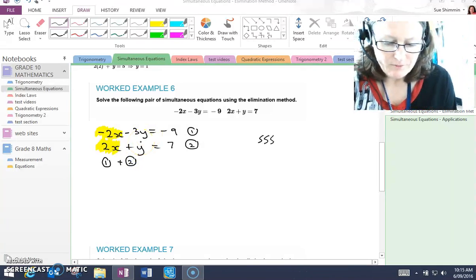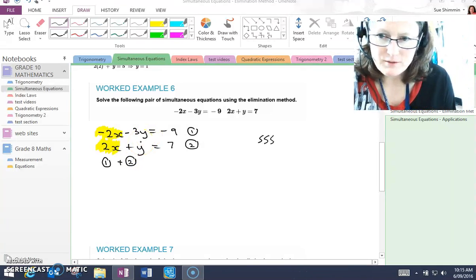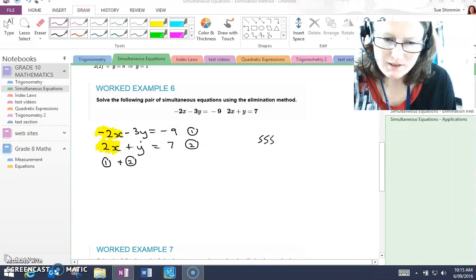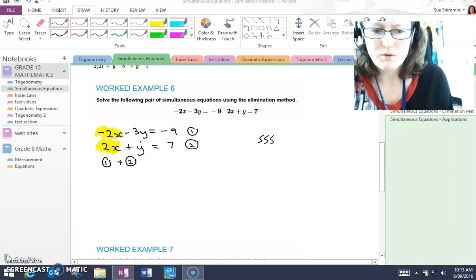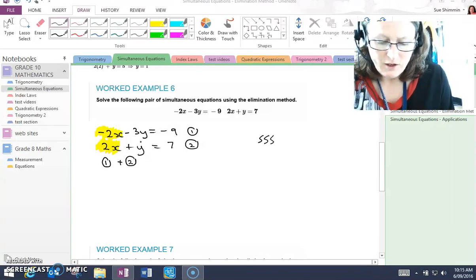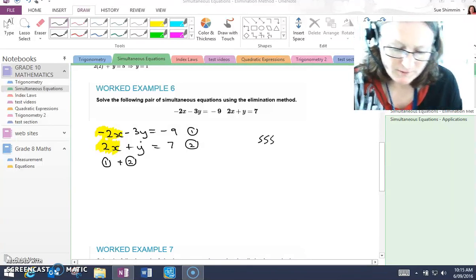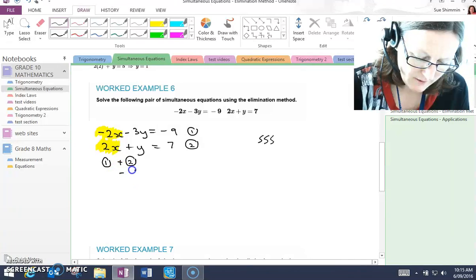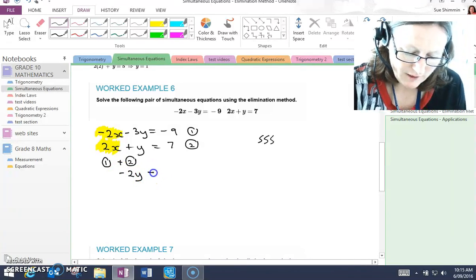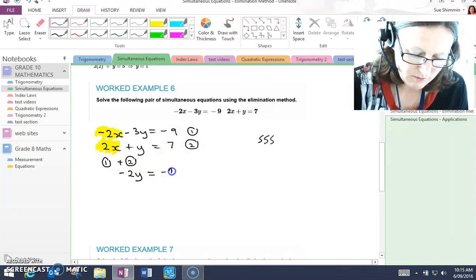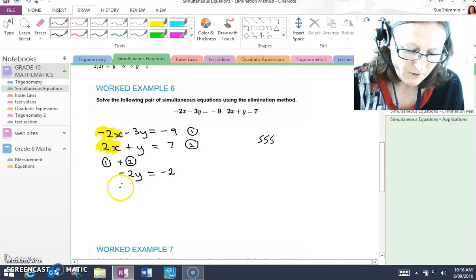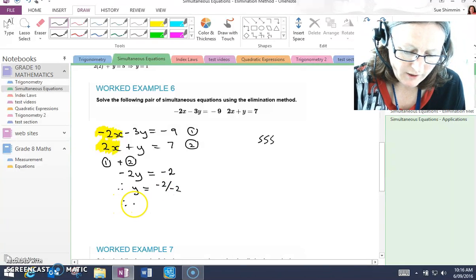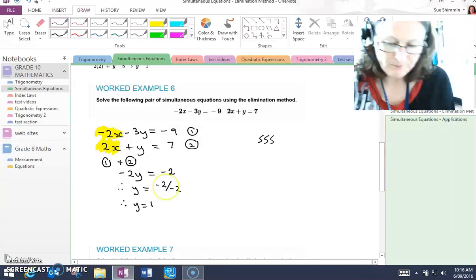When I add negative 2x and 2x, it cancels out. So I have eliminated the x's, hence being called the elimination method. I've got negative 3y plus y, which is negative 2y. And I've got negative 9 plus 7, which gives me negative 2. Using my knowledge of equations, I divide both sides by negative 2. So y is equal to 1.